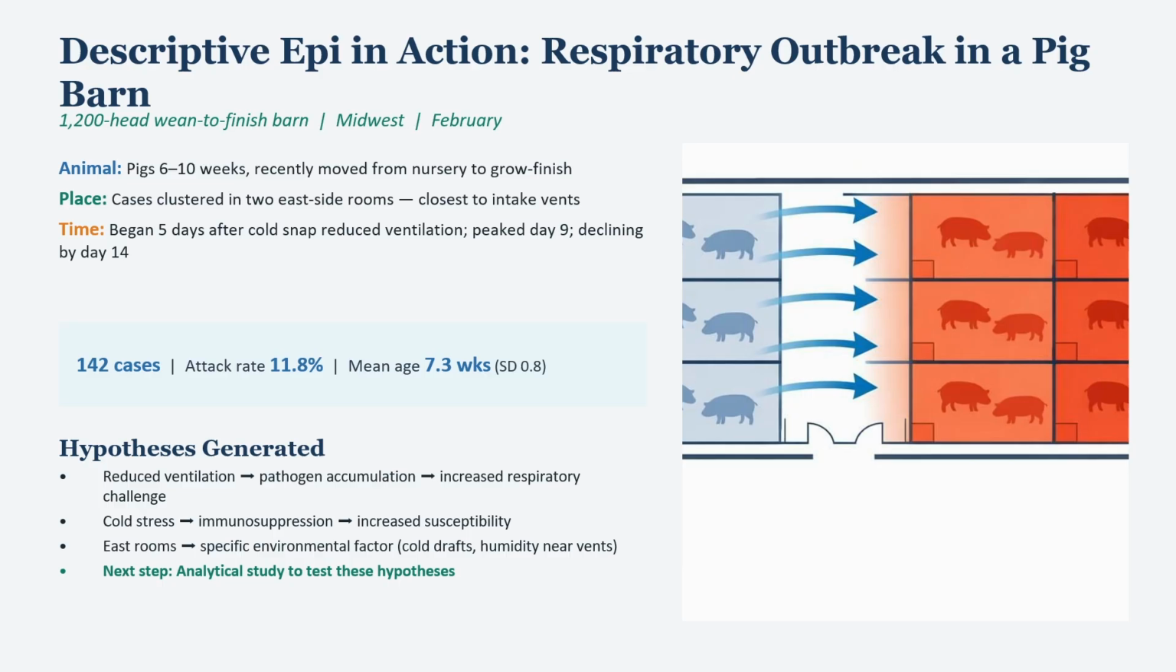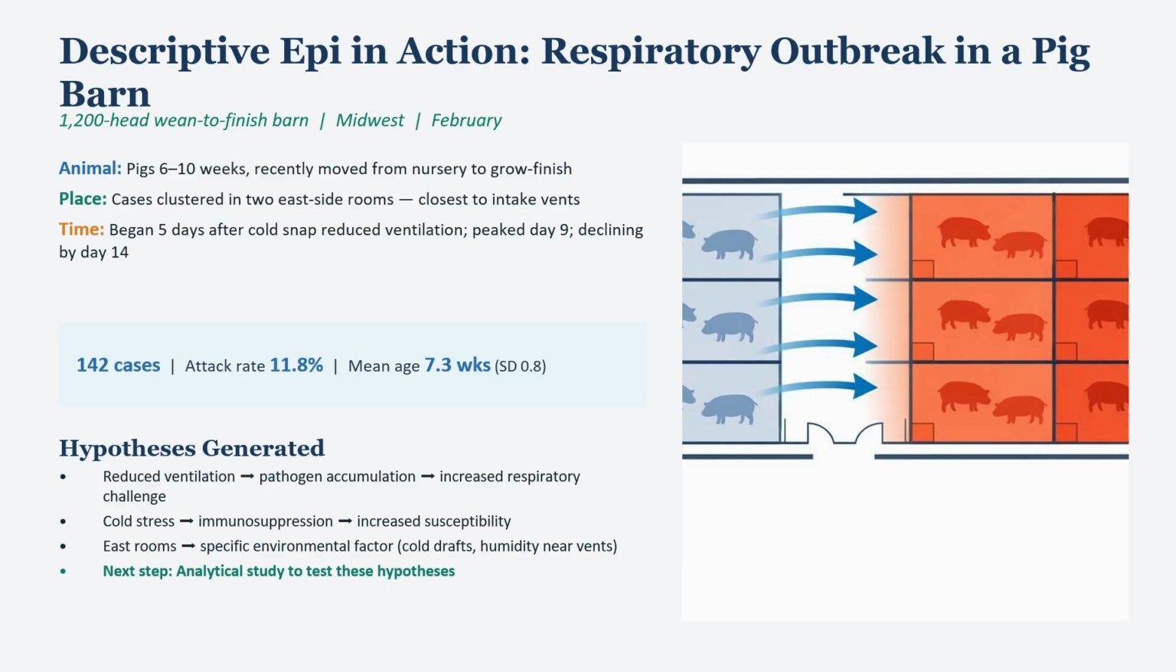Hypothesis: reduced ventilation, accumulated pathogen, cold stress suppressed immunity, east rooms receive particularly cold or humid air. These are specific testable hypotheses. The next step is an analytical study, perhaps a cohort comparison of east side versus west side rooms, to test them. This is exactly how every investigation starts.